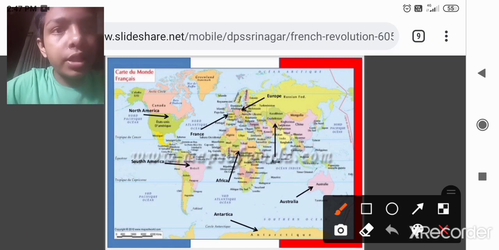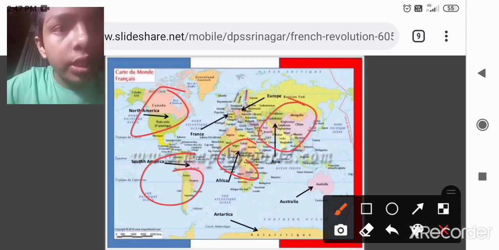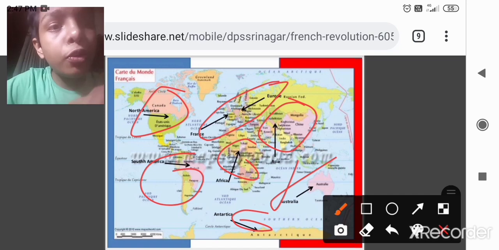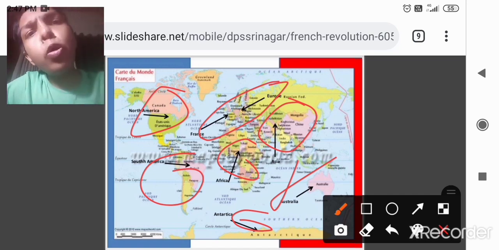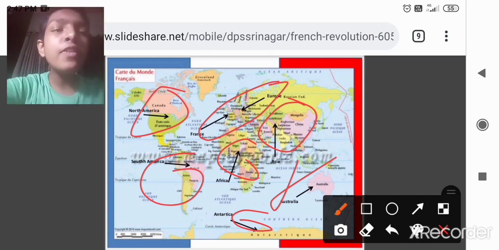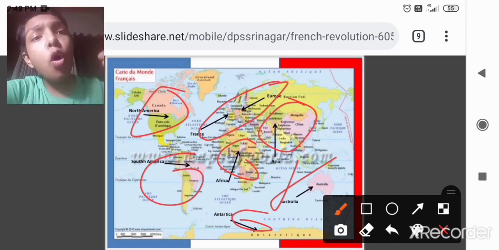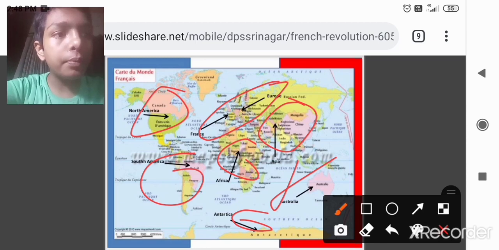We have the regions of North America, South America, the African region, Asia, Australia, also Antarctica, and even Europe and the France region. So we can say it is the whole world, right? Because all the seven continents are covered, all places are covered. So we can say that in all the seven continents, or in the whole world, the French Revolution was done.